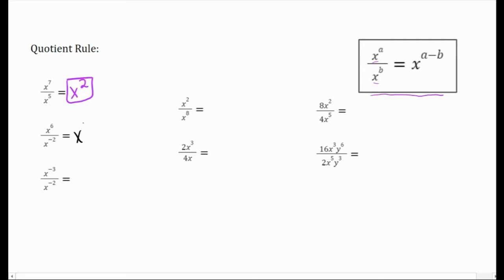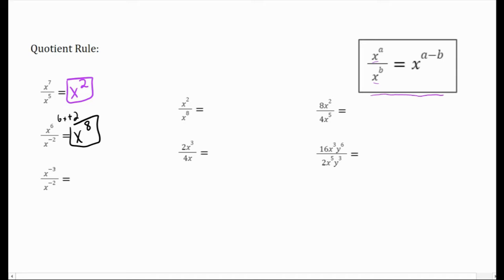In this one here, we end up getting x to the power of 6 over x to the power of negative 2. So we're really doing 6 minus a negative 2. And when we subtract a negative, it's like adding a positive. So we end up getting x to the power of 8.